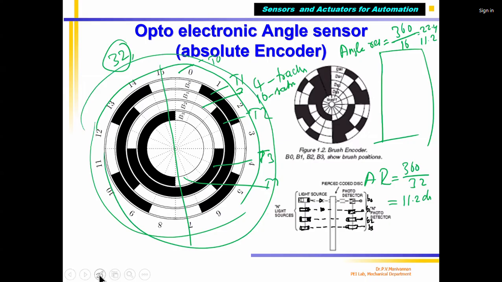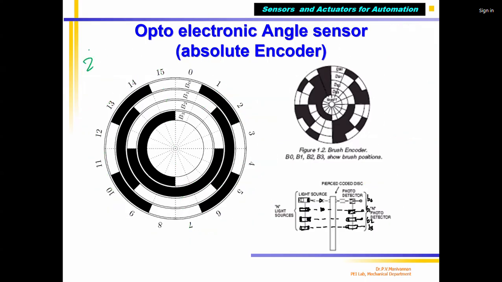Please note that the number of segments will always be 2 power 0, 2 power 1, like that only, correct? So if I have 6 tracks, divided into 2 power 6, that is going to be 64 segments. Like that, if I have 8 tracks, 2 power 8 is going to be 256 segments. Okay. Now what is my angle resolution? AR is equal to 360 divided by 2 power n, where n is the number of tracks.